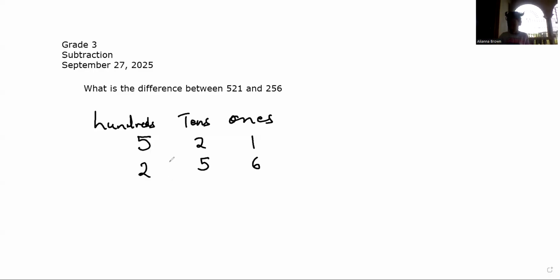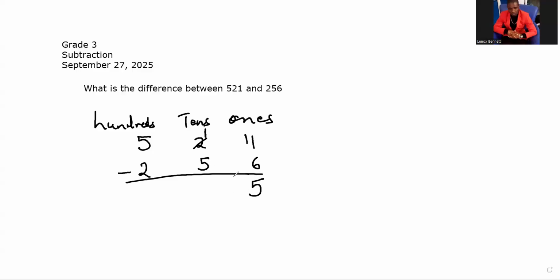We can't get 6 out of 1, so we're going to go to the tens place and borrow 1. 2 minus 1 equals 1. So we're going to put the 1 up top of the 2 and put the number we borrowed in front of the number, leaves 11. We can get 6 out of 11, which leaves 5. Very good. Good job, Kesania, as well. Go ahead.